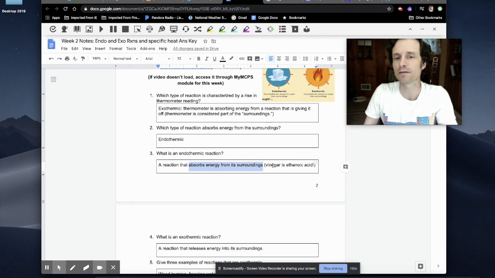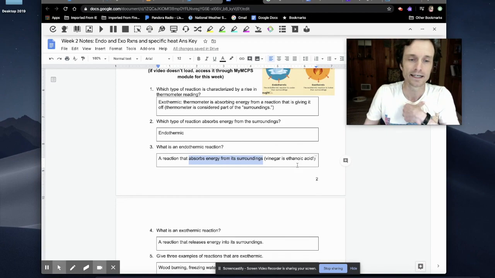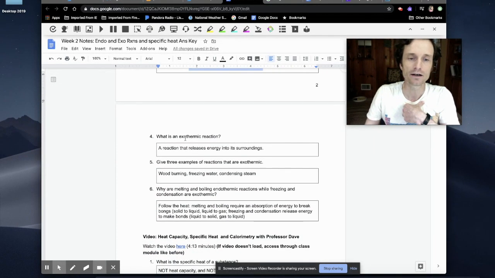And I just want to make a note that vinegar is ethanoic acid. They talk about baking soda and vinegar. That's an endothermic reaction. It gets cold. Exothermic reactions are, again, the opposite of endo. It's releasing energy to the surroundings.